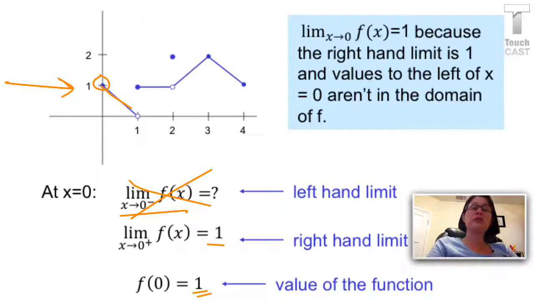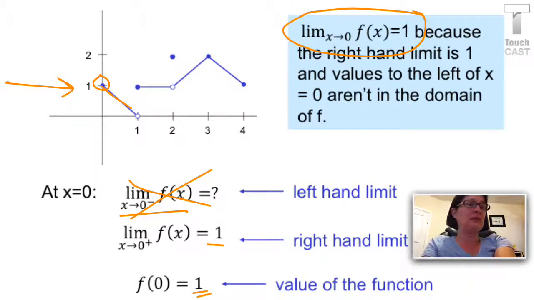And then the big question here, does the limit as x approaches 0 exist? And if it does, what is it? So here we would say the limit as x approaches 0 of f of x is 1, because the left-hand limit doesn't make sense to talk about. There are no x values to the left of x equals 0, but the right-hand limit is 1.